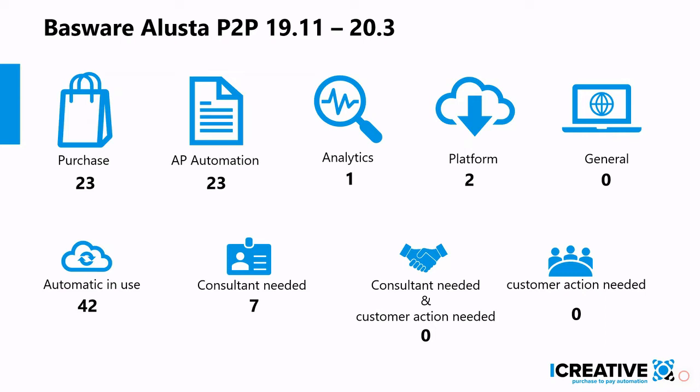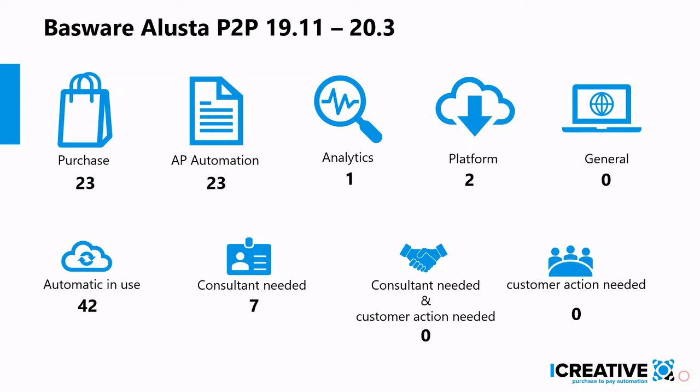It means that there are 23 new features for purchase, 23 for AP automation, 1 for analytics, 2 for the platform, and at this moment 0 for general. Of all those new functionalities, 42 of them are already automatically in use. So when you log off on Friday and log in the next Monday in a new month, you can see that there are some new functionalities already in place.